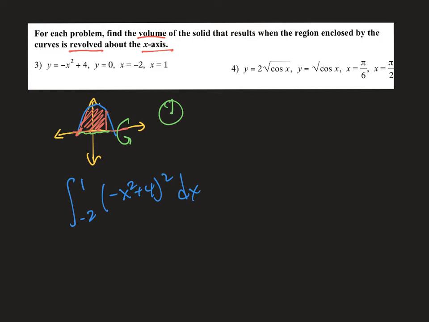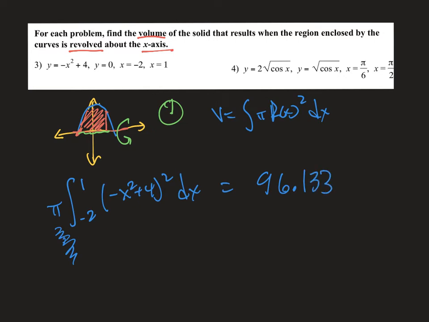Actually, before I knock this out with a Math 9, I better stick my pi in there because remember, the volume is the integral of pi times r of x squared dx. So we got to do pi r squared. So don't forget the pi. That'll mess up your calculation. But when I did this correctly, I get 96.133. And that's our volume of this particular solid. We'll attack number 4 on the next slide.